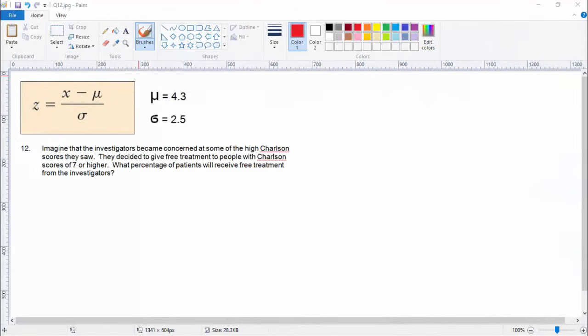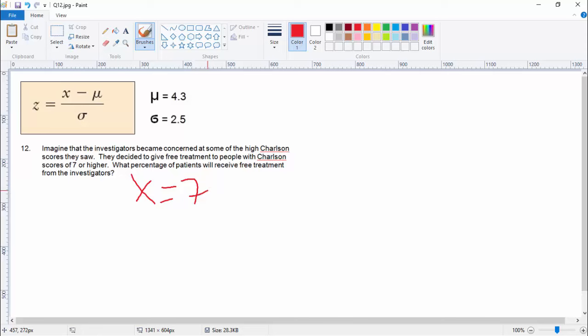Okay, second to the last question, and this one looks a lot harder than it is. Okay, so let's read the question. Imagine that the investigators, the researchers, became concerned at some of the high Charlson scores they saw. I mean, this is actually personal. I was like, whoa. They decided to give free treatment to people with Charlson score 7 or higher. So what do you think x equals? Of course, x is in the question. So x equals 7, and they say 7 or higher.